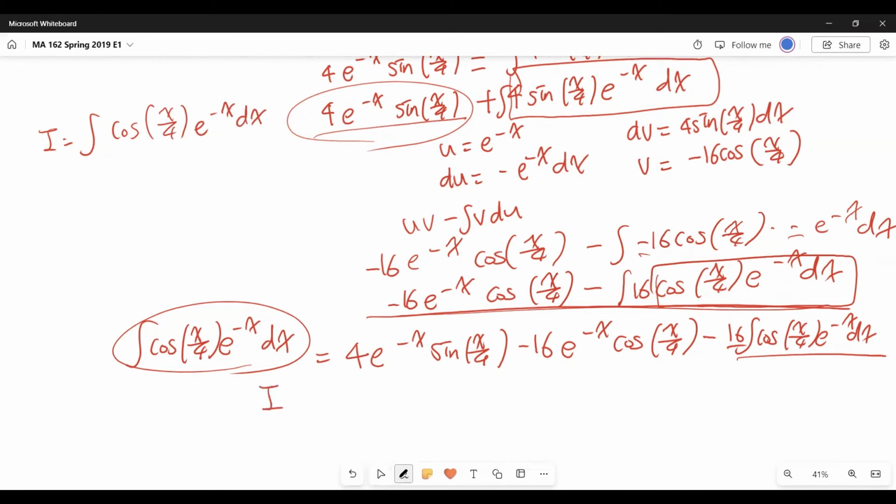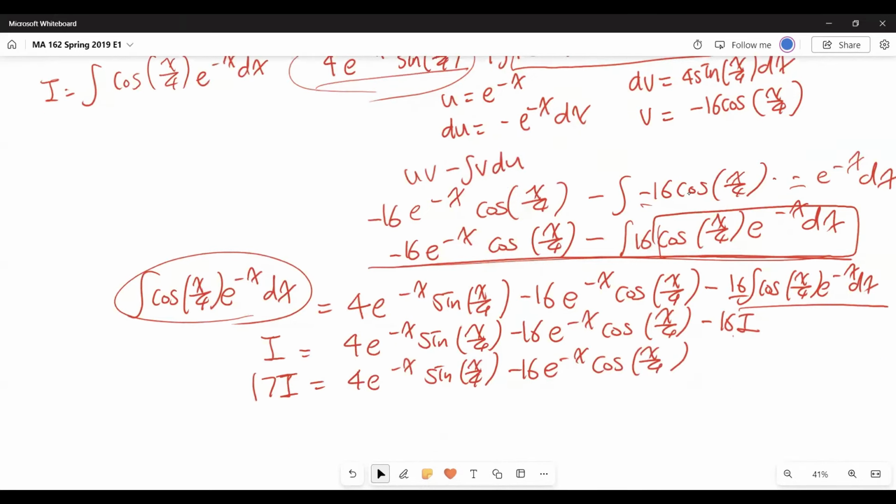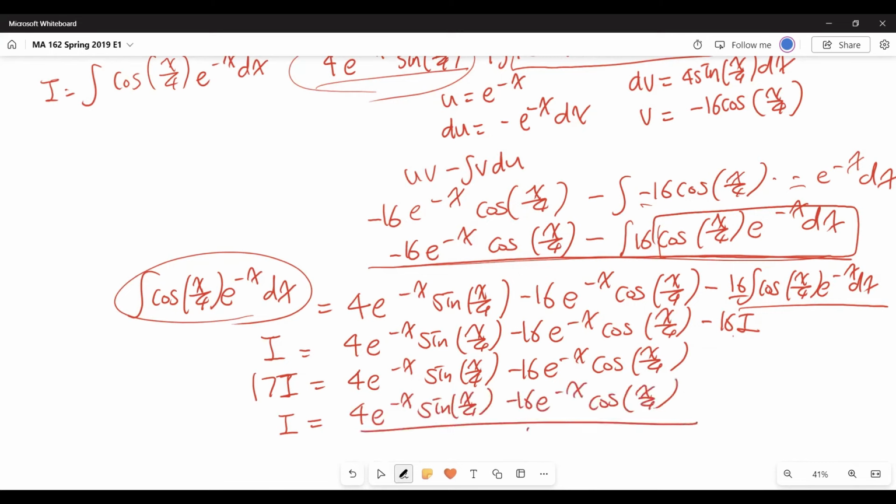So this becomes I equals 4 e to the negative x sine x over 4 minus 16 e to the negative x cosine x over 4 minus 16I, right? And then you can move the negative 16I from the right to the left side. This becomes 17I equals 4 e to the negative x sine x over 4 minus 16 e to the negative x cosine x over 4. And you can divide by 17 on both sides. This becomes I equals 4 e to the negative x sine x over 4 minus 16 e to the negative x cosine x over 4, all over 17.